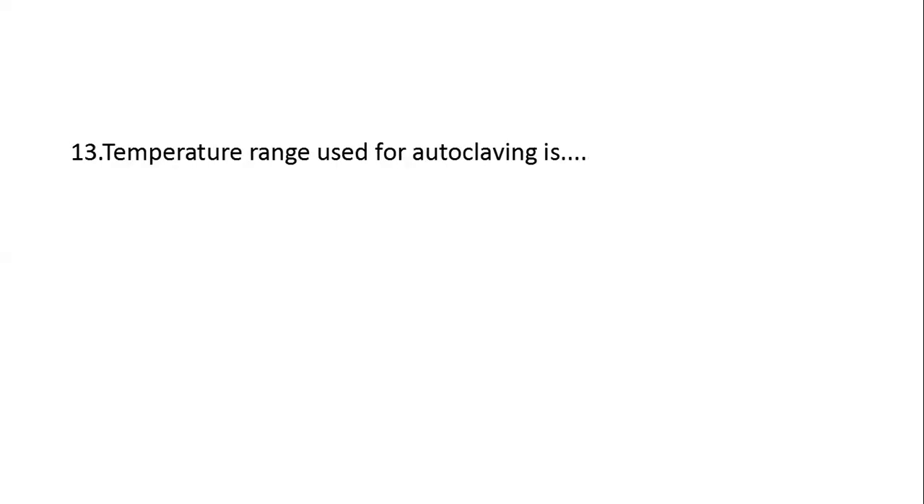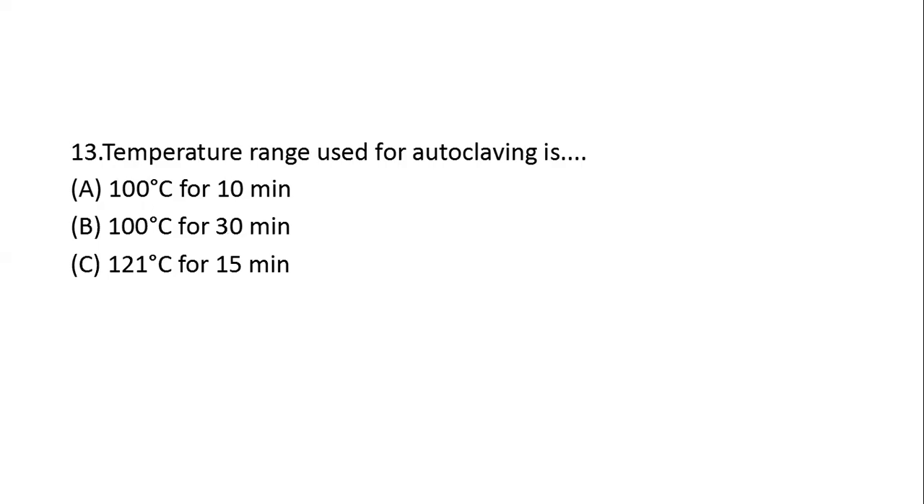Next question: temperature range used for autoclaving is option A, 100 degrees centigrade for 10 minutes; option B, 100 degrees centigrade for 30 minutes; option C, 121 degrees centigrade for 15 minutes; and option D, 121 degrees centigrade for 30 minutes. Here the right answer is option C, 121 degrees centigrade for 15 minutes. This is the holding time.